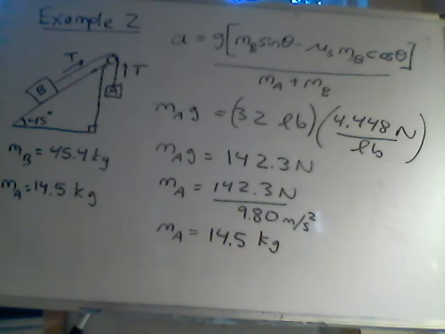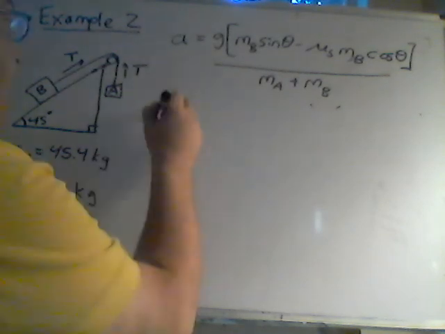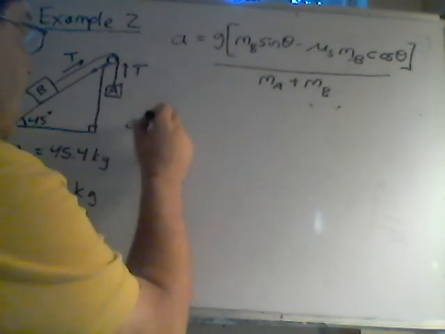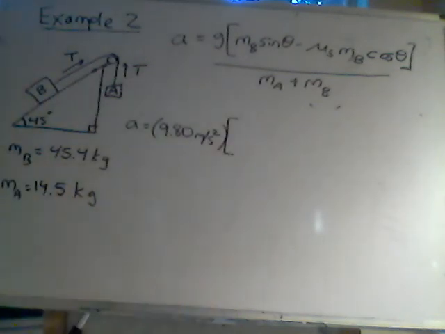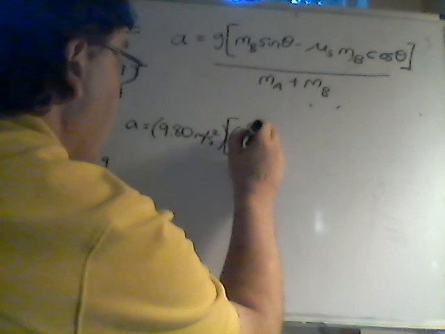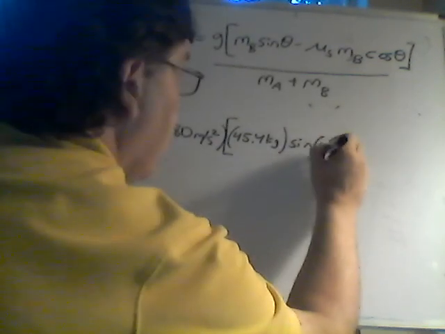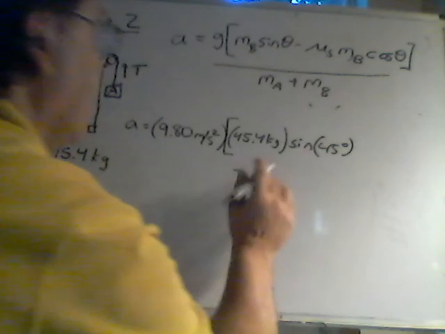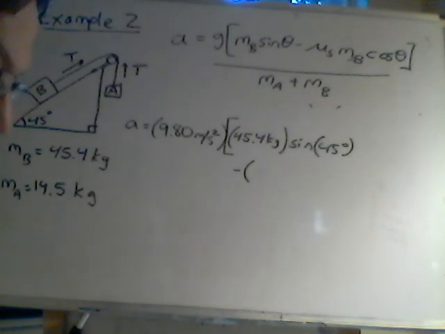Okay, now I have what I need to solve this. And so now it's just a matter of putting it all in. A is, let's see, I need real estate here. A is, the G is 9.80 meters per second squared, times brackets. Okay, M sub B, I figured that one out. It's 45.4 kilograms, sine of 45 degrees, minus mu sub S. Mu sub S, we were told in this problem coming in, is 0.56.